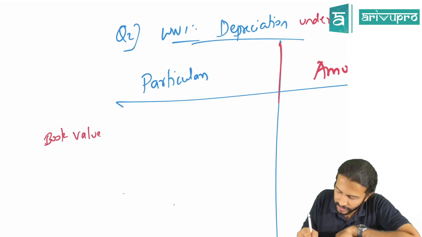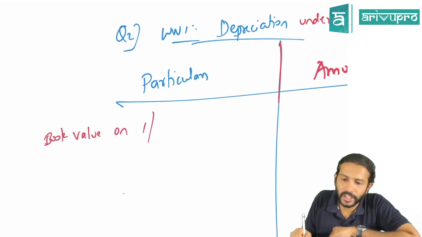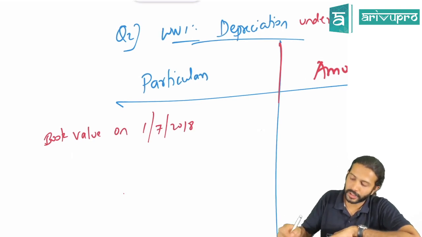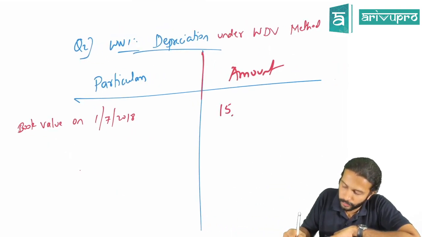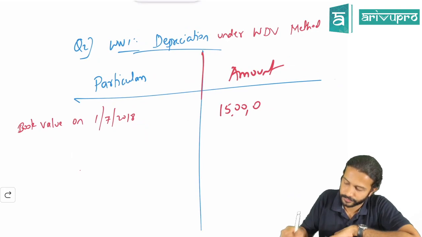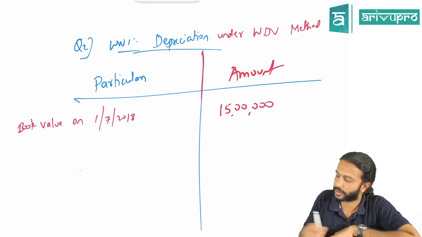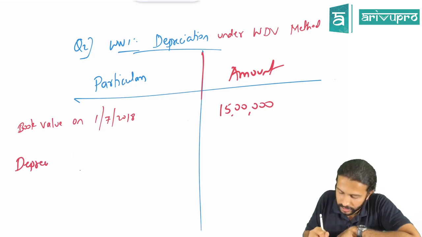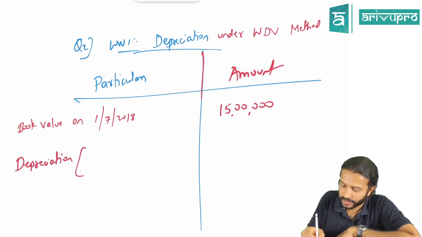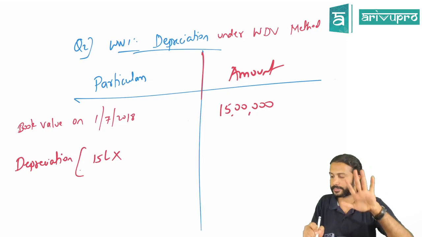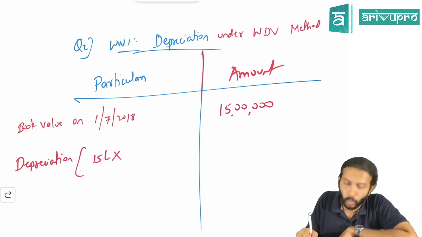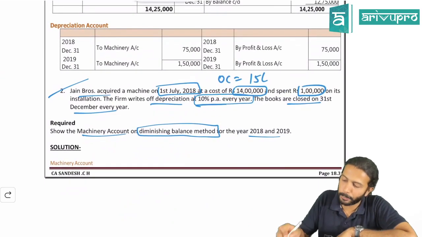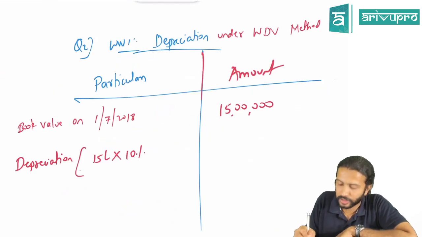Book value. When did you buy the asset? You purchased the asset on 1st July 2018. You purchased it for what value? 15 lakh rupees. Agreed? So how is depreciation calculated under this method? For the first year, same. Take 15 lakh rupees. What is the rate of depreciation they told in the problem? The rate of depreciation is 10% every year. So calculate 10% of this.